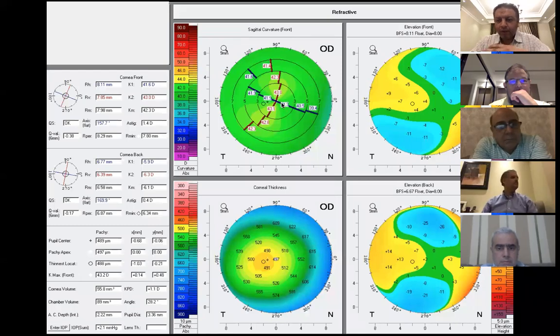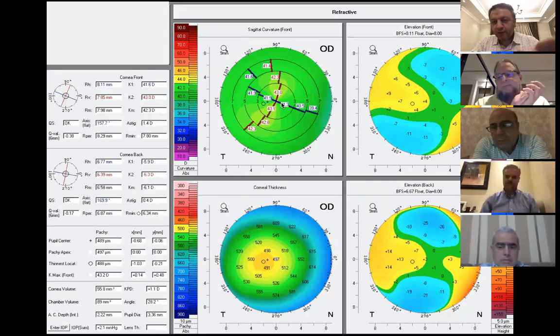So my question for the general rules: I consider the K max in such case, even if it's away from the thinnest location in cases for hyperopic correction, or to take with the K mean or the steepest K.